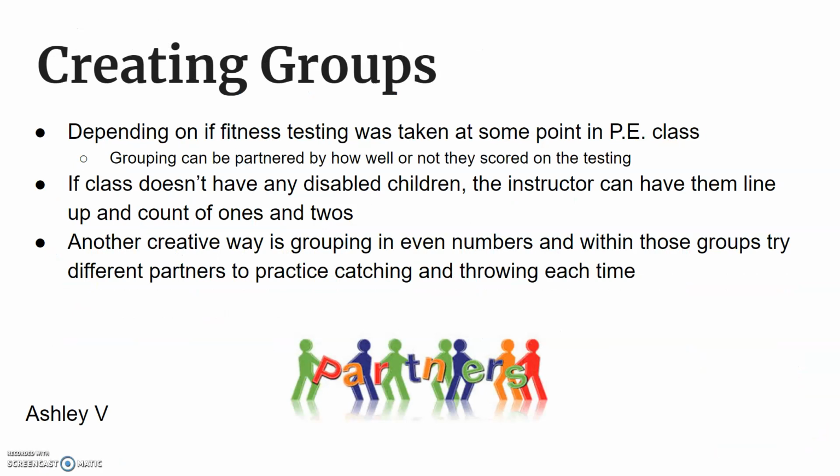Creating groups can be fun. The teacher can use a method that groups students by even or odd numbers in correlation with their spot on the roll sheet. This will allow the class to work with different people, instead of being partnered with the same person or friend all the time. For example, the teacher can group student number 3 with student number 23, and so on.